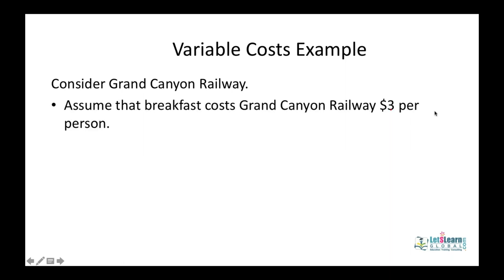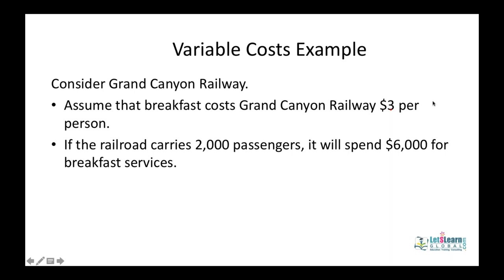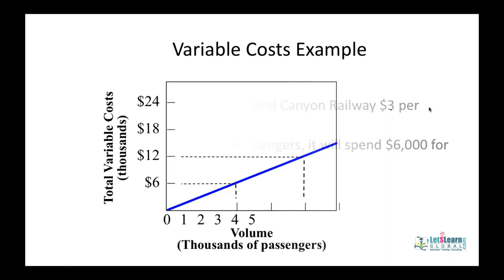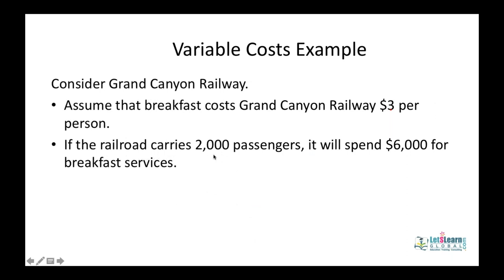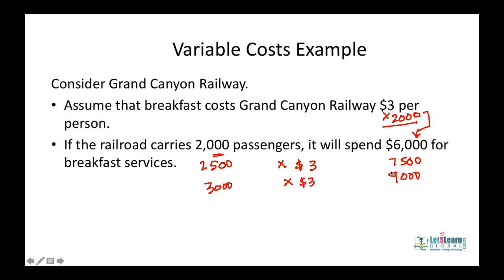Say for example, you have a canteen and the meal cost is $3 per person, and there are 2,000 passengers to be served. So 2,000 times $3 is going to be 6,000. If the passengers increase from 2,000 to 2,500 at the rate of $3, it is going to be $7,500. If the passengers increase to 3,000 times $3, it is going to be $9,000. See, variable cost as an amount is increasing as the activity increases, decreasing as the activity decreases, but per unit cost will remain the same.